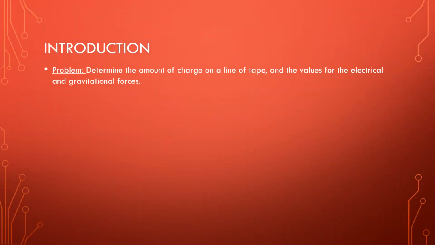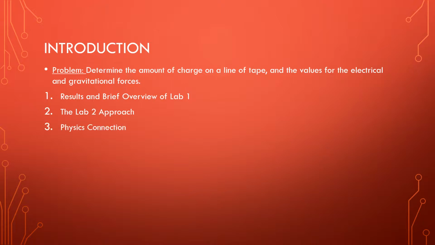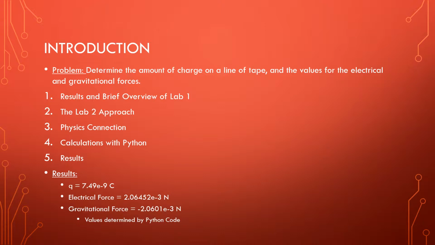In this lab, we are going to determine the amount of charge on a line of tape and the values of the electrical and gravitational forces. To determine these values, I'll first explain Lab 1 and how its results and procedure relate to the results of Lab 2, the procedure of Lab 2, the lab's overarching physical concepts, calculations of results with Python, and finally, the results, which were as follows. These values were determined by my Python code.